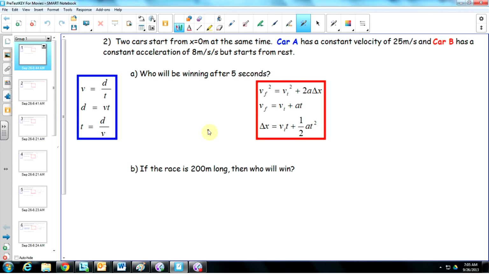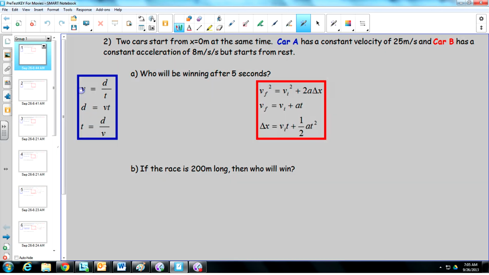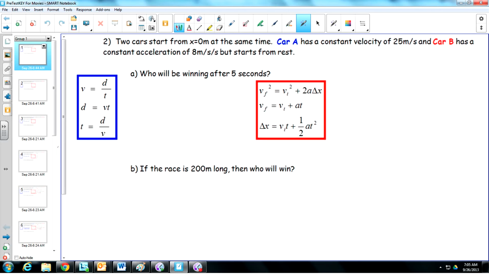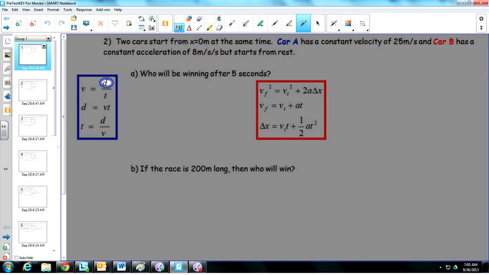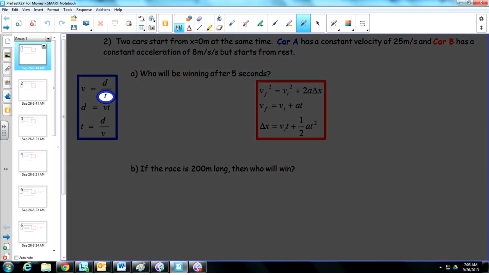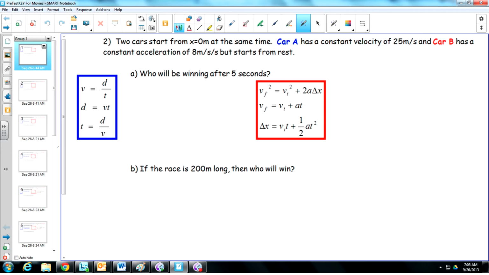Here we are today. We're going to learn about constant velocity, which we have over here, and we're going to learn about constant acceleration, which we have over here. We notice that when we have constant velocity, we have three variables. We have our velocity in meters per second, our distance in meters, and our time in seconds. We can create three equations, and anytime we know two of the variables, we can solve for the third that we don't know.